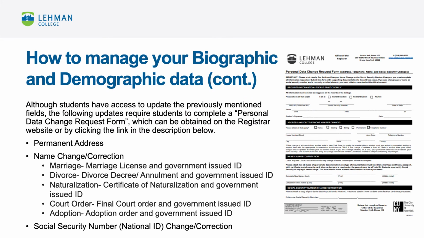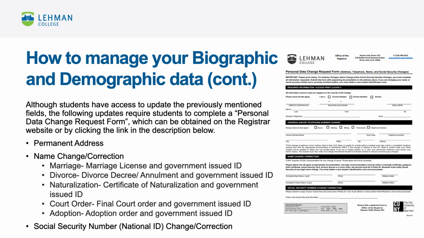The previous slide introduced the items that can be updated or changed on your own via self-service in CUNY First. The data fields that will be discussed on this slide require the submission of a personal data change request form, as well as supporting documents in most cases. 1. Let's begin with permanent address changes and updates.